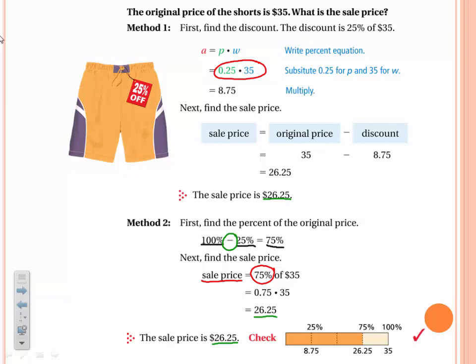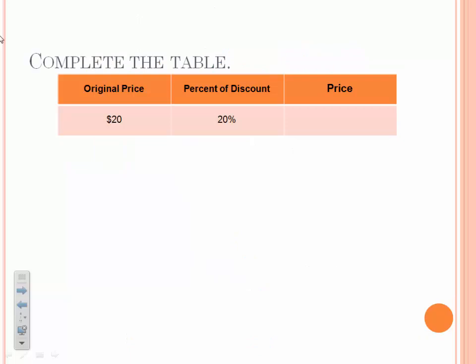Now, there's a little picture. Now, you need to do the same thing. On your worksheet, there's completing the table. Your original price is $20. The percent of discount is 20%. You do whether you want to do method 1 or method 2. All right, I'm going to go really fast through this because there's a lot to this section.